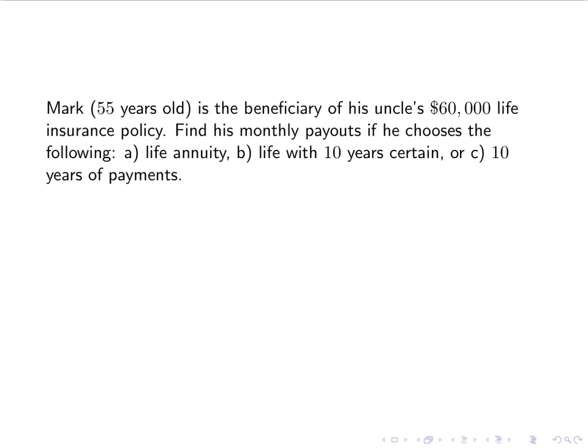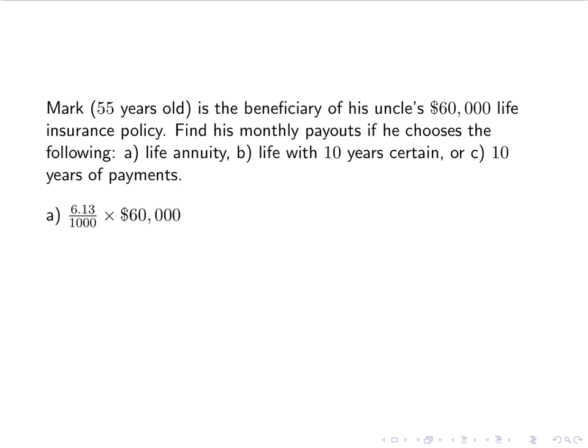Let's try another one. Mark is 55 years old. He is the beneficiary of his uncle's $60,000 life insurance policy. Find his monthly payouts if he chooses the following: A, life annuity, B, life with 10 years certain, or C, 10 years of payments. So Mark is a male, so make sure we're looking under male, 55 years. And for life annuity, we should be getting 613.